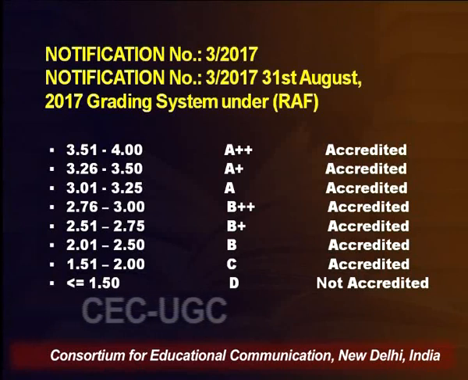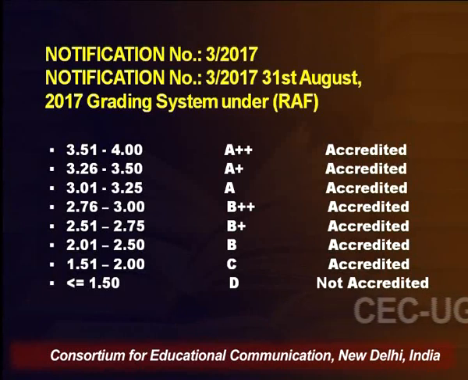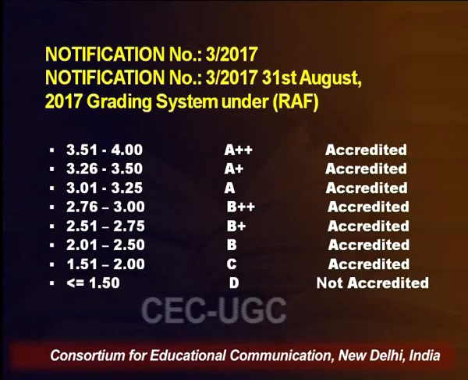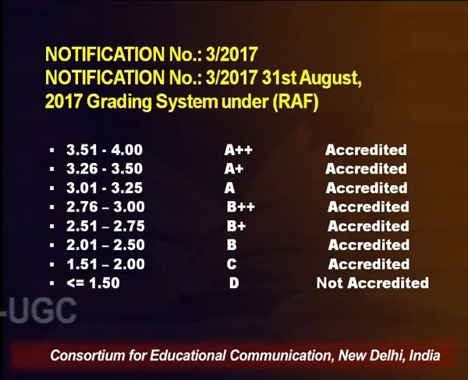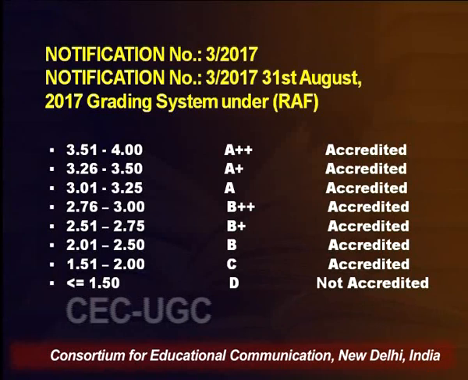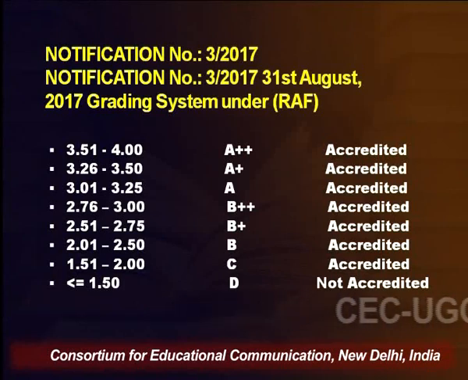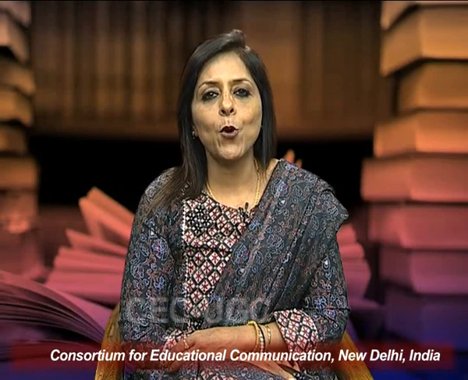Then we have 2.0 to 2.50, that is the grade B, and the result is also accredited. Followed by 1.51 to 2, we get a grade of C and we are also accredited. The institutions getting less than or equal to 1.50 get a D grade, and you do not get accreditation status, the result is not accredited. So, let us talk more in detail about the self-study report.